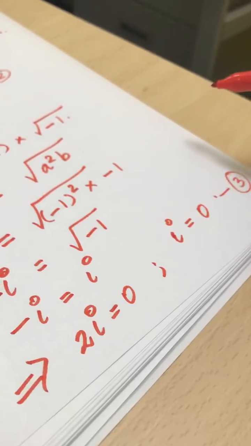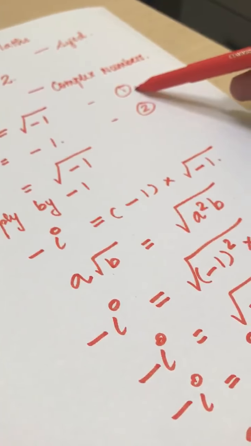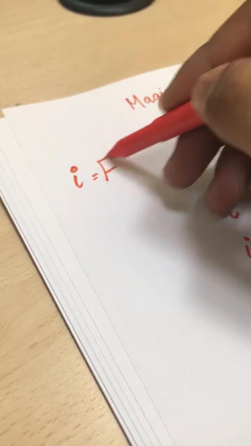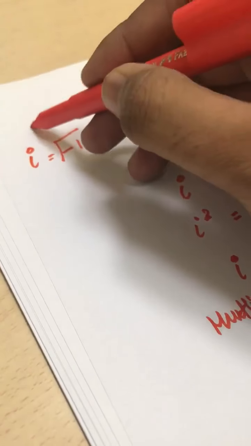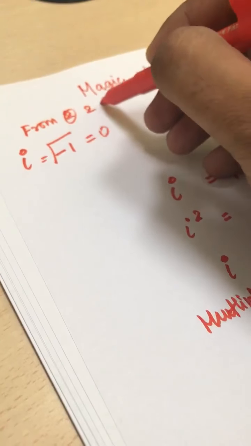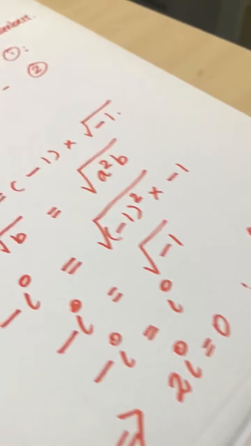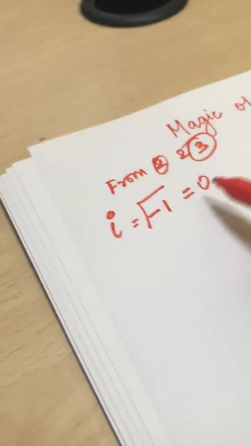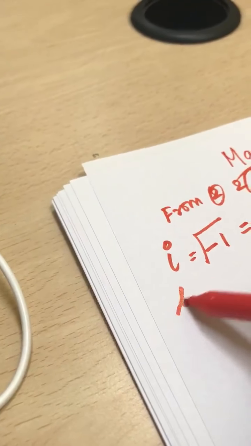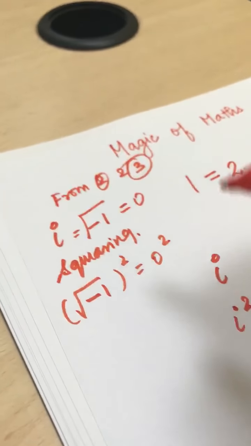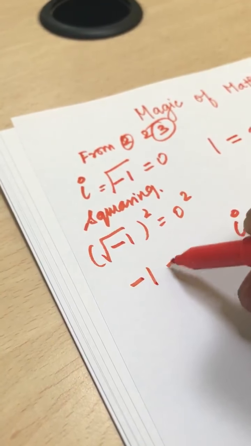So with 1 and 3, I can write i is equal to root of minus 1, which is nothing but 0, from 2 and 3. So i is root of minus 1 and i is 0, so this 0 should be equal to root of minus 1. So squaring on both sides, we get minus 1 equal to 0.